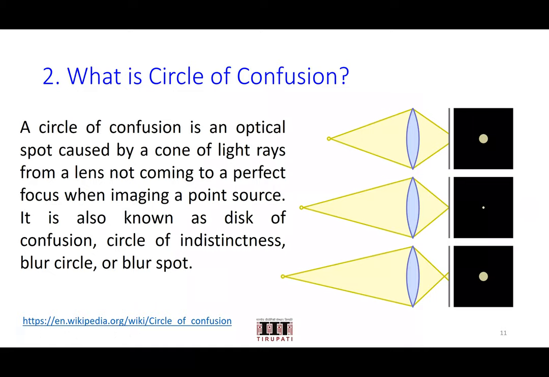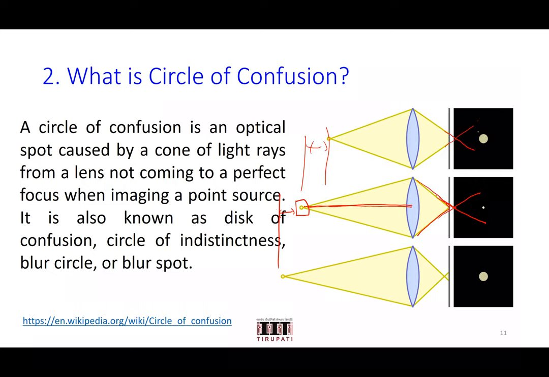The second one was circle of confusion. When you have a lens here, an object could be at this point, for example, an object which is farther than this, or an object which is closer than this. Assume that this is the focal length of your lens for which you could get a focus here. Now, if you have an object after this, what would happen? This would continue going like this. In this case, what would happen?